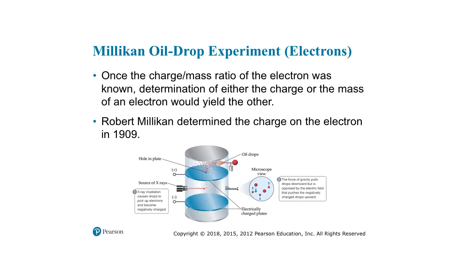And so what Millikan was then able to do was establish the actual charge and the mass of the electron, along with J.J. Thomson's previous experiment. And so this allowed the definitive determination that the electron was subatomic, it was lighter than the smallest known element, and that it was negatively charged, and allowed the establishment of that actual charge.